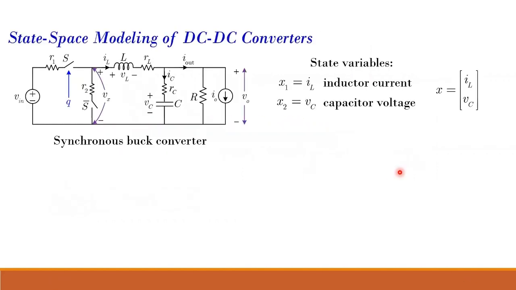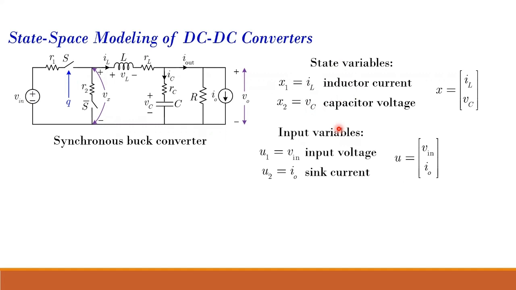Now we will consider state space modeling. This is my synchronous buck converter, and I want to generate the state space model. When I want to generate the state space model, I need to select particular states. Those states are usually selected to be the inductor current IL and the capacitor voltage, because they vary continuously. There are no discrete changes, so they are differentiable. Next, my input variables are my input voltage and my output sink current. The sink current is a little more advanced topic, so we will ignore that in our derivations.